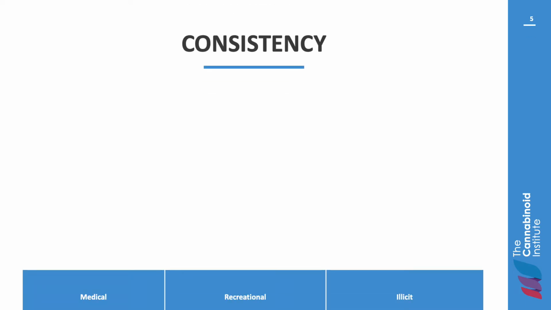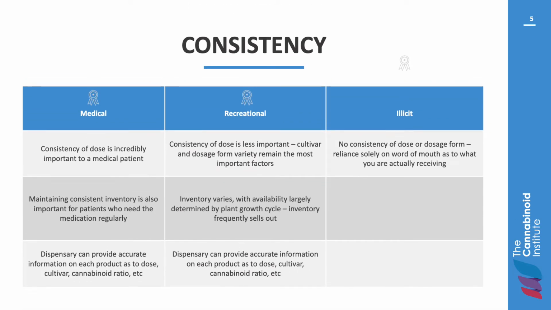The consistency of dose is incredibly important to a medical cannabis program. Most medical cannabis dispensaries will maintain a consistent inventory to ensure that patients have available medication when they need it. The dispensary can also provide accurate information as to the dose, cultivar, cannabinoid ratio, etc. found within the products they carry.